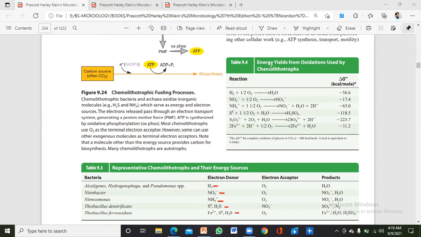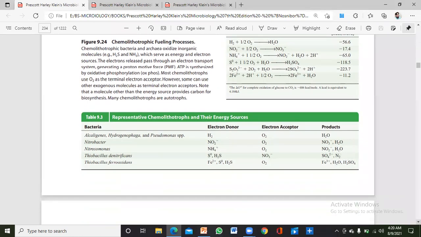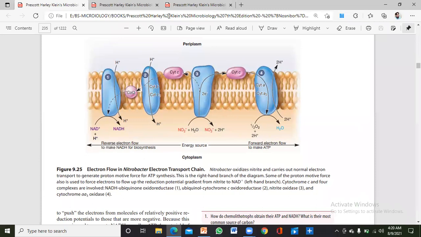If I want to show you another diagram, this is the process. These are the electron donors. As I have mentioned, in the electron transport chain, the electrons are donated by NADH. But here the electrons are not donated by the organic molecule. These are donated by the inorganic molecules, NO2, NO3. These electrons are given by the NO2 to the electron transport chain, and after that these electrons flow in the electron transport chain.